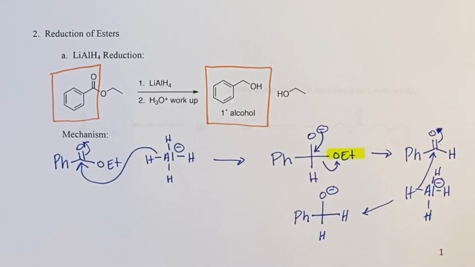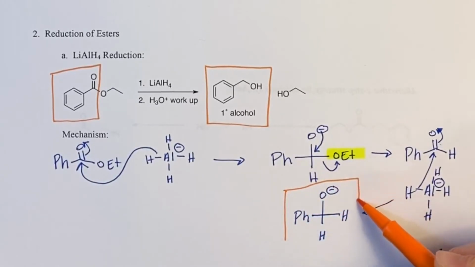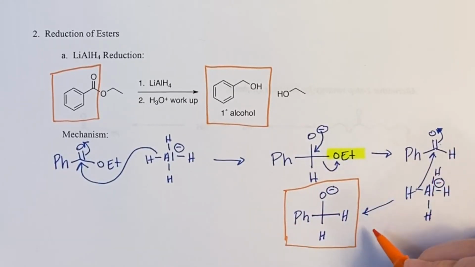So now when we look at this tetrahedral intermediate, it has no leaving groups. If this oxygen collapses back towards that carbon, I can't kick out the hydrogen or this hydrogen or that phenyl ring, so this tetrahedral intermediate is stuck. And this is what I have at the end of step 1 in my reaction. So here's step 1.